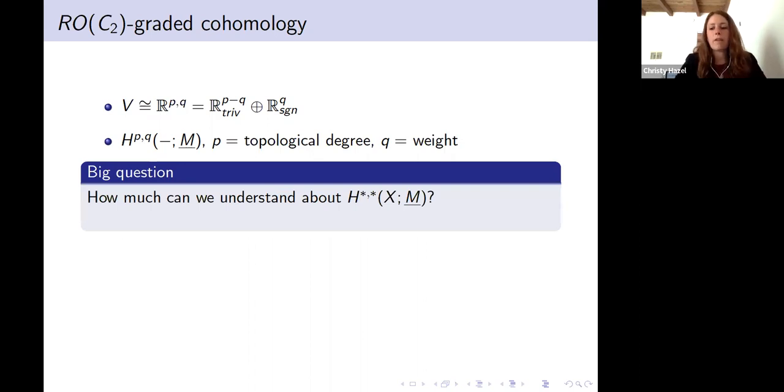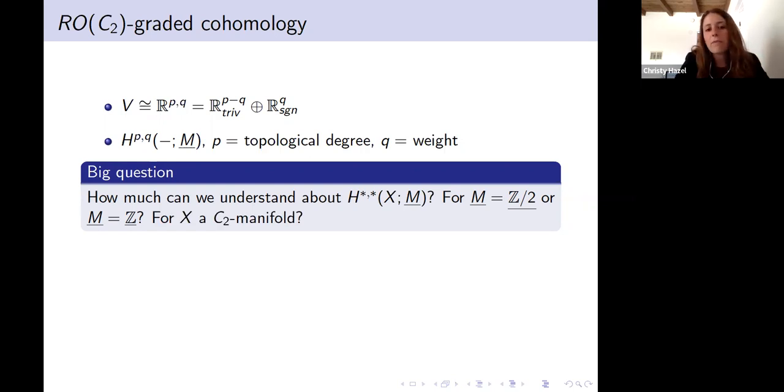A big question that motivates a lot of my research projects is just how much can we understand about this bi-graded cohomology theory? There are a lot of classical, beautiful results about singular cohomology. So how much of that can we translate over here? Of course, that's a pretty big question. So we might specialize to the constant Z2 or the constant Z Mackey functor. You can think of these as the analog of Z2 coefficients and Z coefficients for singular cohomology. And then we could specialize even more and just think about, say, C2 manifolds. So how do we attack this?